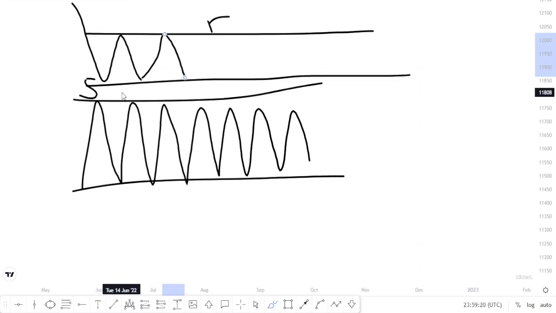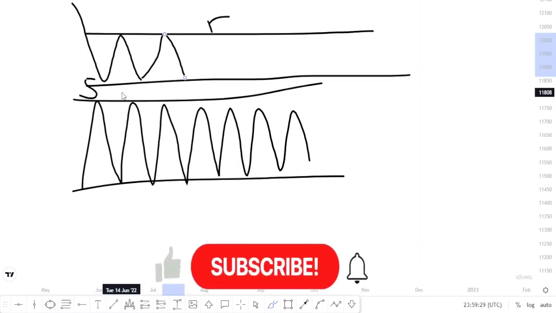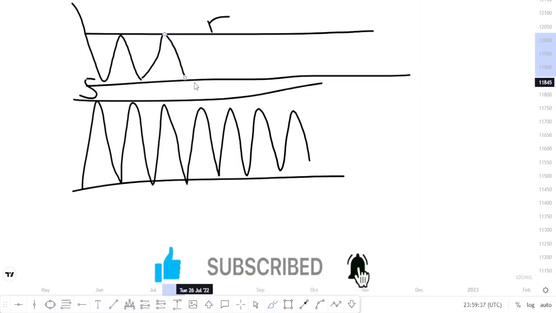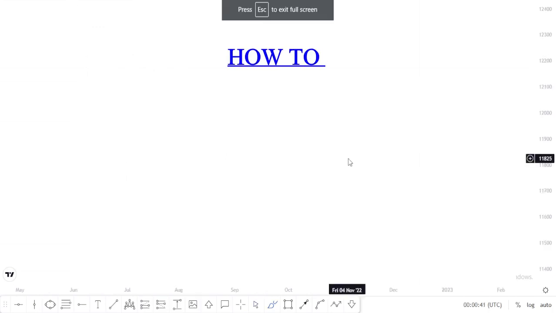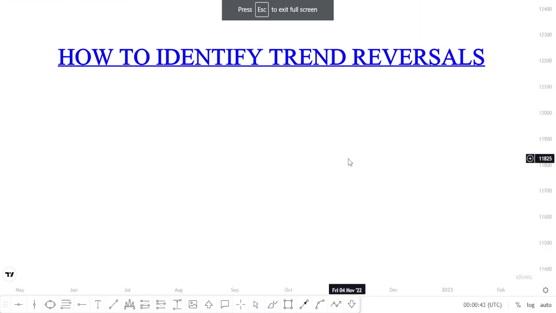So you want to spot these ranges on the higher time frame, because the higher the time frame, the more reliable whatever signal you generate from them is. So this is how to identify a range. All right, I'll say it again. When you see the formation of two equal highs and two equal lows, then that is the beginning of a range. Now the next on our list is trend reversals.